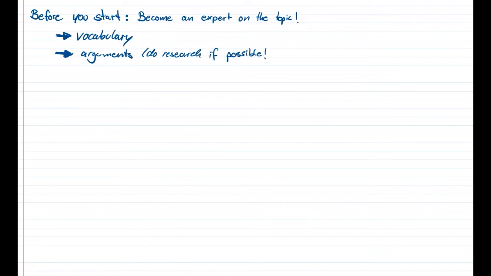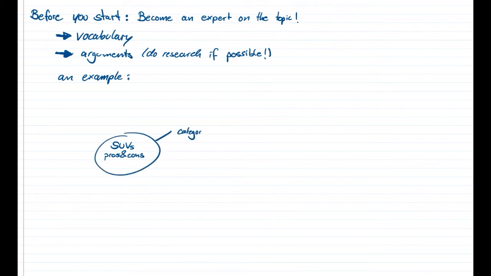So you can do some research here if possible. Let me show you the process in an example. So here I've created a mind map on this topic, SUVs, so pros and cons. Remember, the driver of the SUV came up, said it's the best car, and now I want to convince him that it's not. In order to do so, first I need to get to know the categories of cars. So there are vans, there are station wagons, there are compact cars or hatchbacks, and of course there are the sports utility vehicles. So we're talking about SUVs, we're talking about sport utility vehicles.